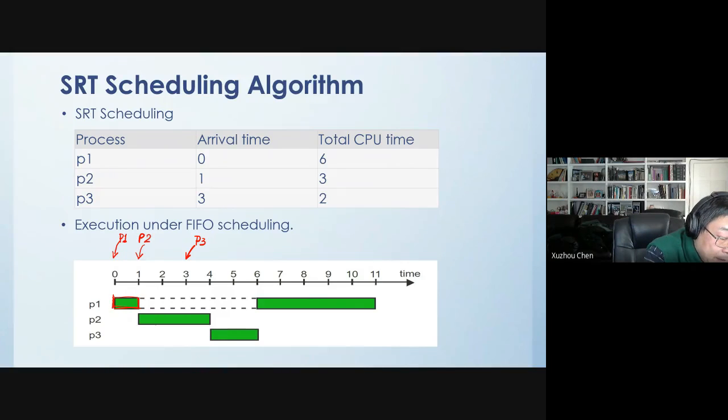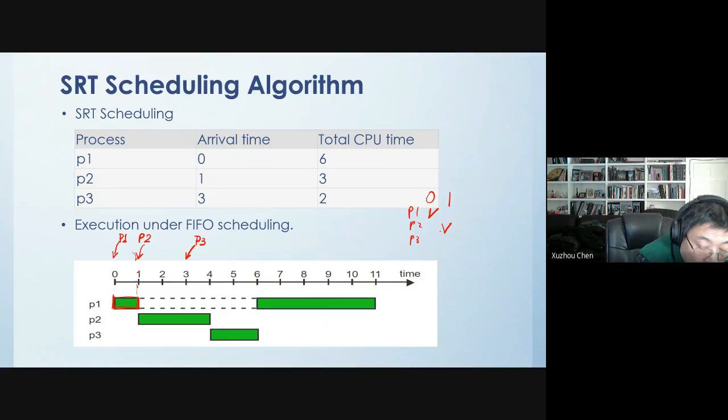And then process 1 runs for 1 time unit, and at time 1, process 2 arrives. Now the operating system scheduler at this moment is going to figure out, okay, I have process 1, process 2, process 3. At time 0, process 1 arrives, right? So process 1 gets the CPU. And at time 1, process 2 arrives.